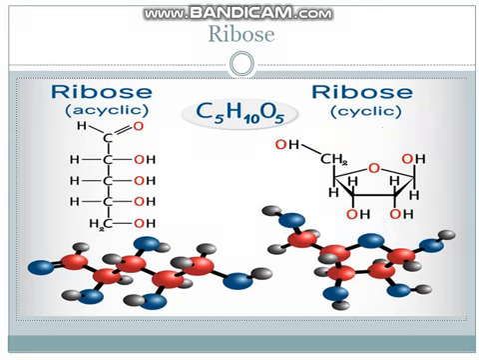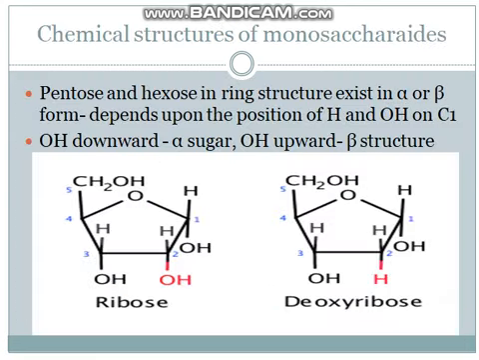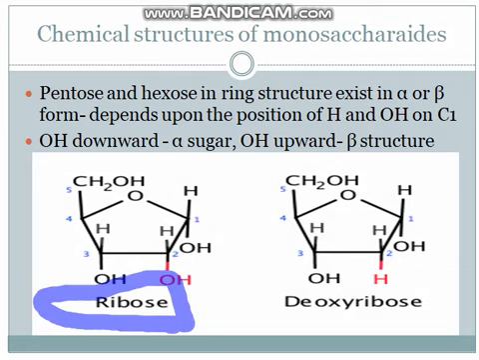Next, we've got more chemical structures of monosaccharides. Pentoses and hexoses in ring structure would either exist as alpha or beta, which depends on the position of hydrogen and oxygen on carbon number 1. You can see here this is ribose, but what kind of ribose is it? What kind of pentose is it?